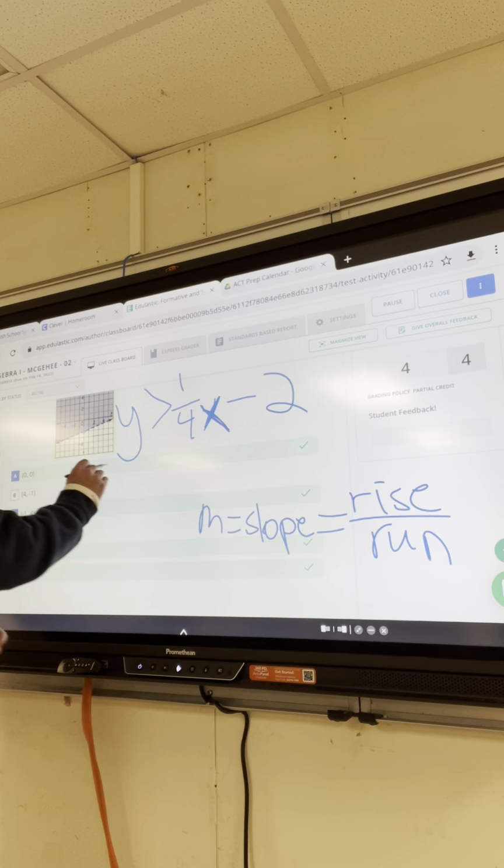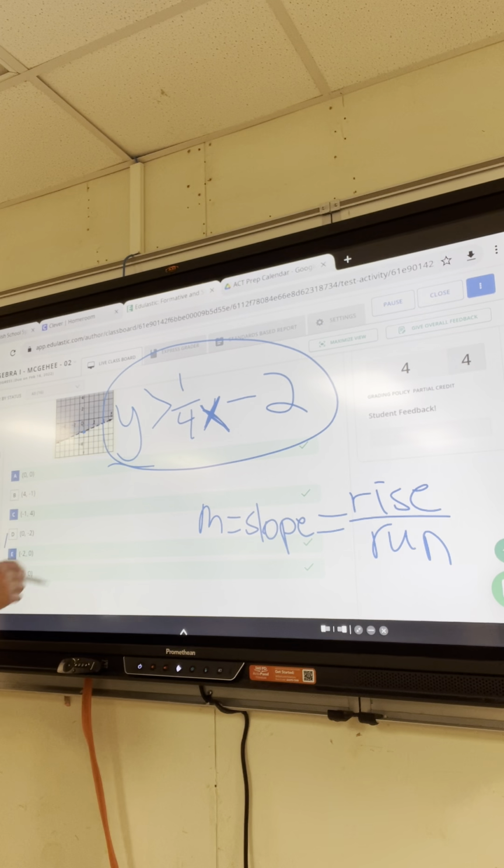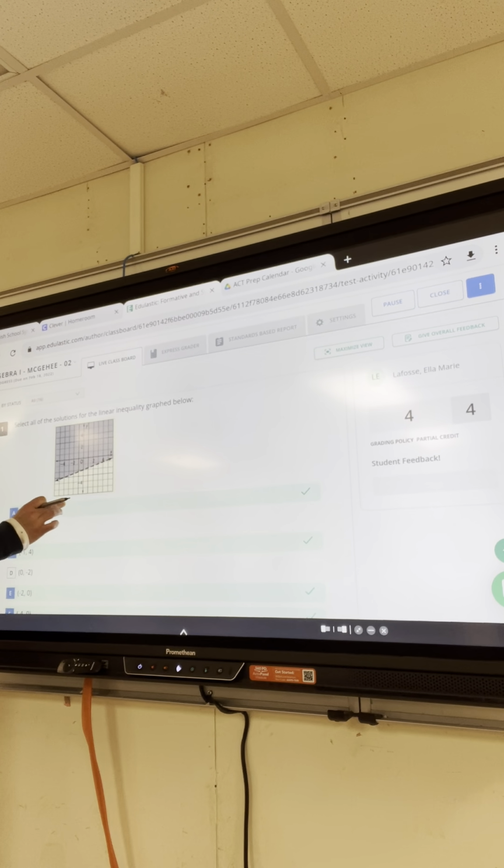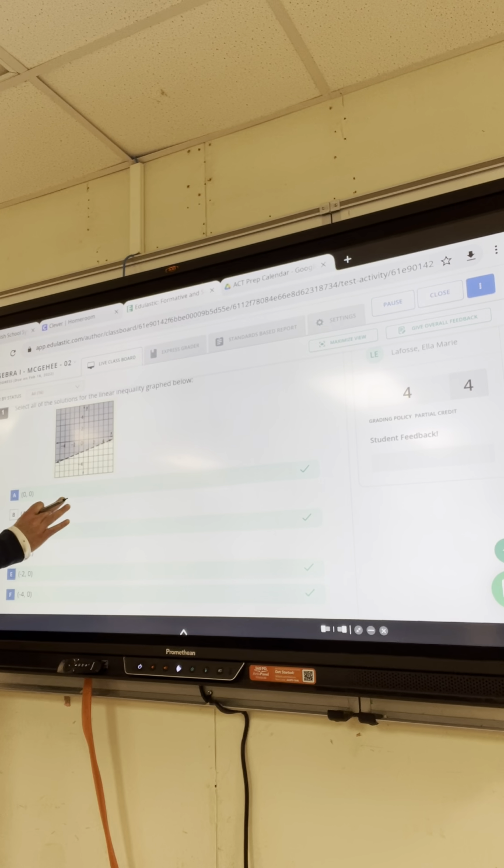So now that we have this, it will help us, and there are a couple of different ways we can answer this. Now, what are they asking us specifically on this question? They're asking which of the following are solutions to this linear inequality?